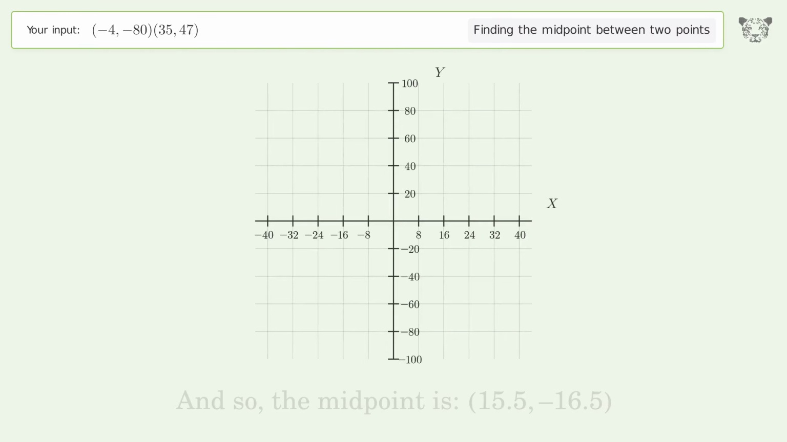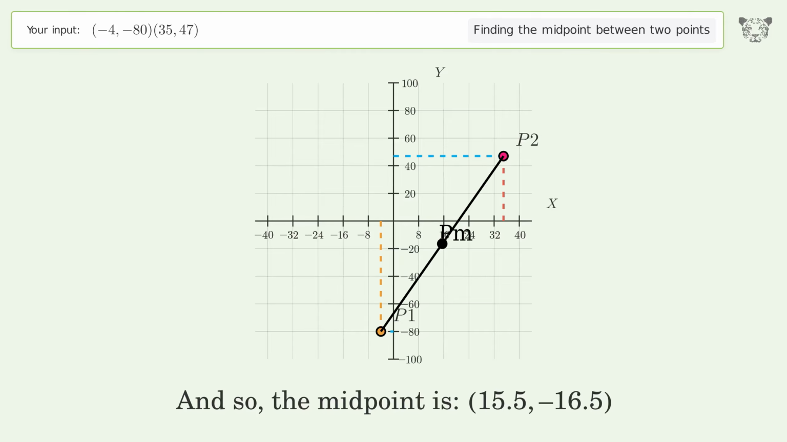And so, the midpoint is 15.5, negative 16.5.